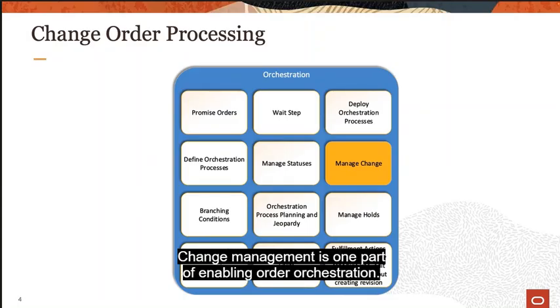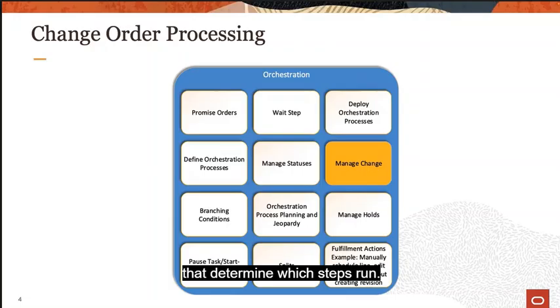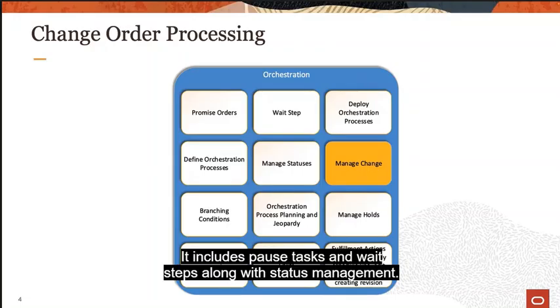Change management is one part of enabling order orchestration. As the graphic shows, orchestration also covers order promising, orchestration process definition, and the branching conditions that determine which steps run. It includes pause task and wait steps, along with status management.